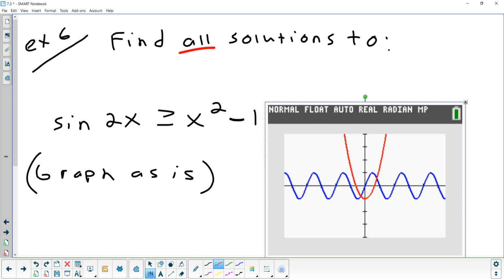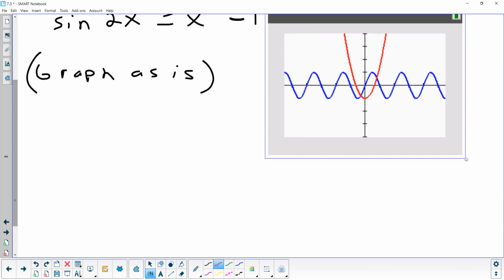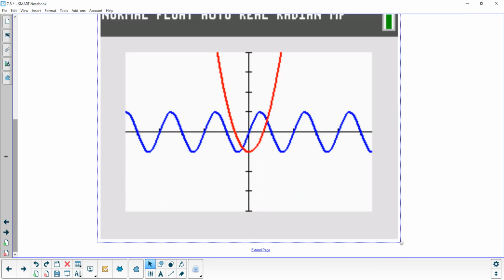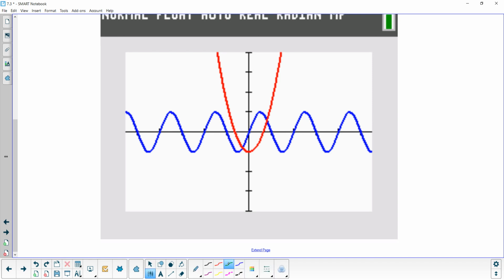Where is the trig function above or equal to the parabola? All right. So where is the trig function above or equal to the parabola? That's going to happen from here to there. That's the only place that the trig function is above the parabola. Everywhere else, the trig function is under the parabola, because the parabola goes up so fast.